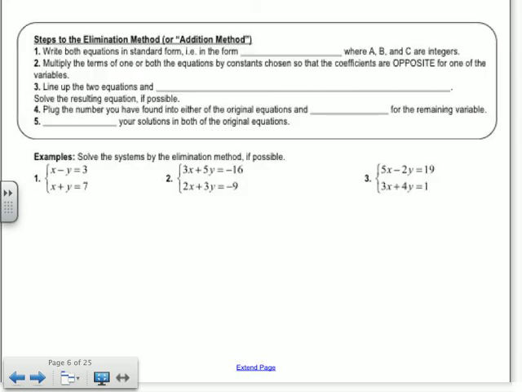All right, let's go on to addition method or elimination method. You're fine, you're fine. Grumble, grumble.